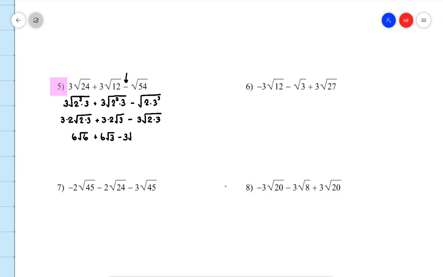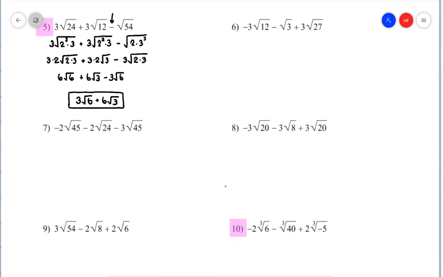minus 3 root 6. So we treat the radicals kind of like if this said 6x plus 6y minus 3x. So the root 6 can only combine with another root 6, not with a root 3. So we would have 6 minus 3, which gives me 3 root 6, and then plus 6 root 3. We can't combine them because what's underneath the radical is different. And that would be my final answer.